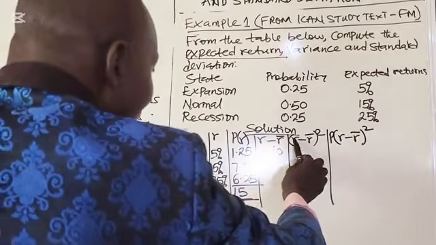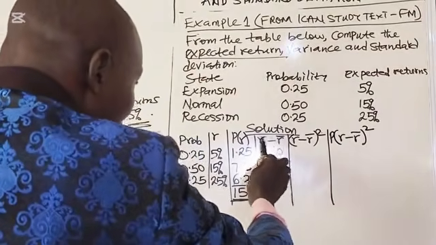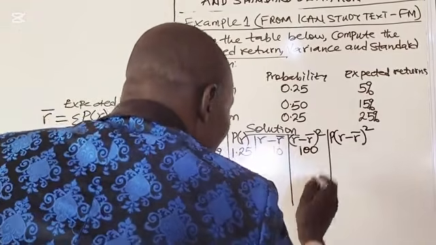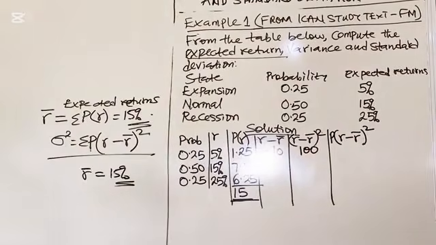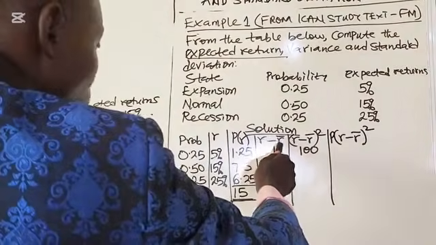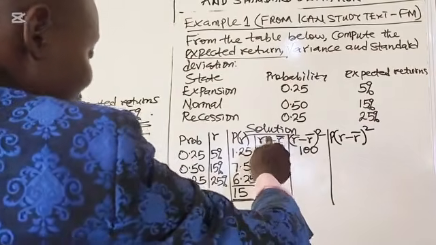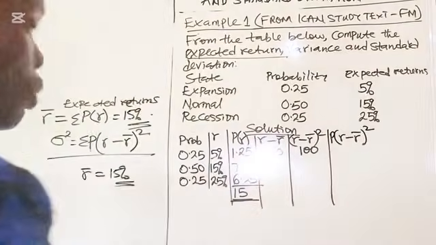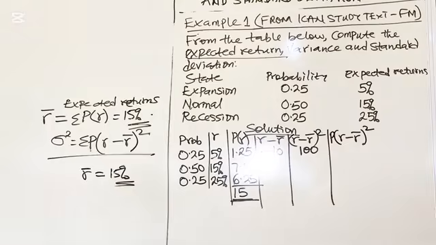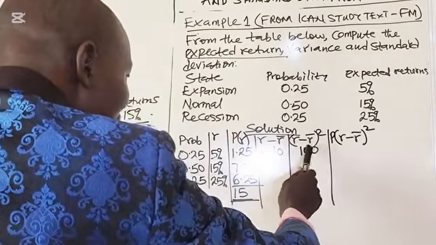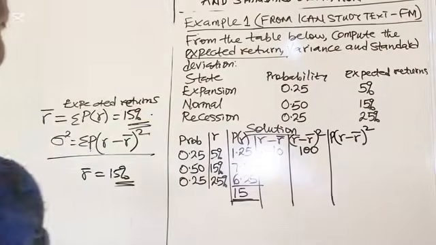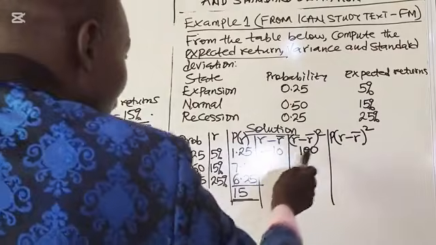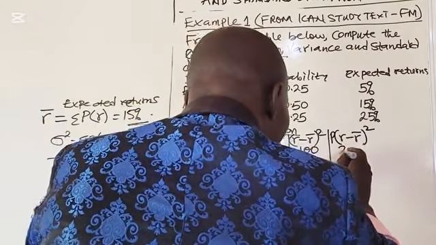Then R minus R bar squared, that is the square of what you have here. If you square this, it will be plus 100. That is minus 10 squared is plus 100. That is minus 10 times minus 10. Minus times minus become plus. 10 times 10, 100. Then we need to multiply this by the probability. And the probability at this column is 25%. 25% of 100, that gives us 25.